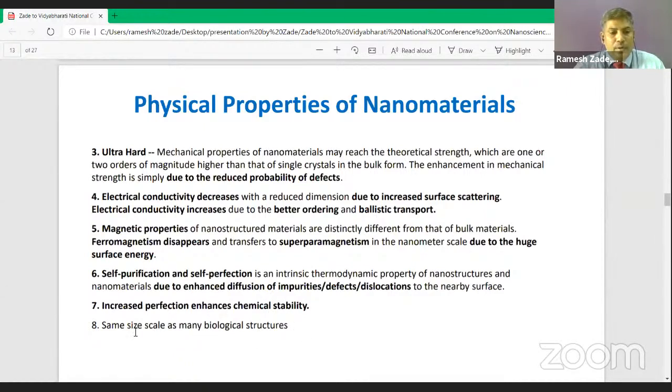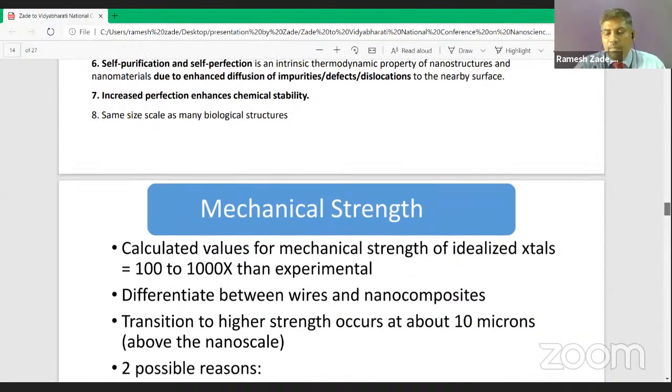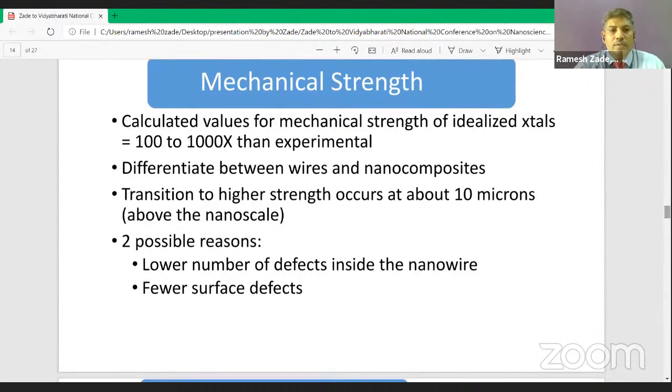And very important, I will come to this last one: this scale is comparable to biological structures. I have just 15 minutes, so you can look at it. There is also a hypothesis that you can spread a nanofiber from Earth to Moon directly, so that we can have a lift from Earth to Moon. That is something very interesting, but yes, it can be possible.